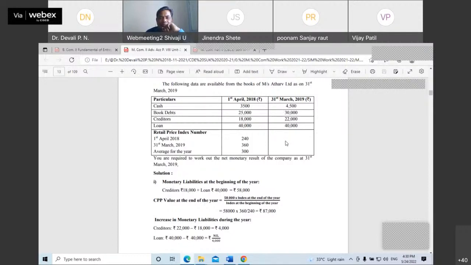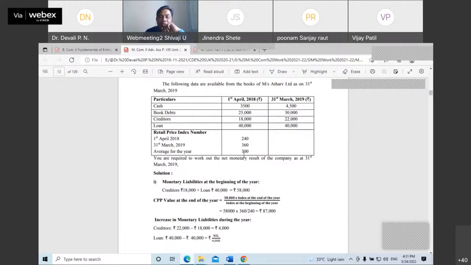This is the current position. Here we have taken cash and book debts. Book debts mean debtors. Creditors are also there. It means cash and book debts are current assets. Creditors and loans are current liabilities. And we have the retail price index number on 1st April 2018 as 240. On 31st March, at the year end, it is 360, and the average for the year is 300.